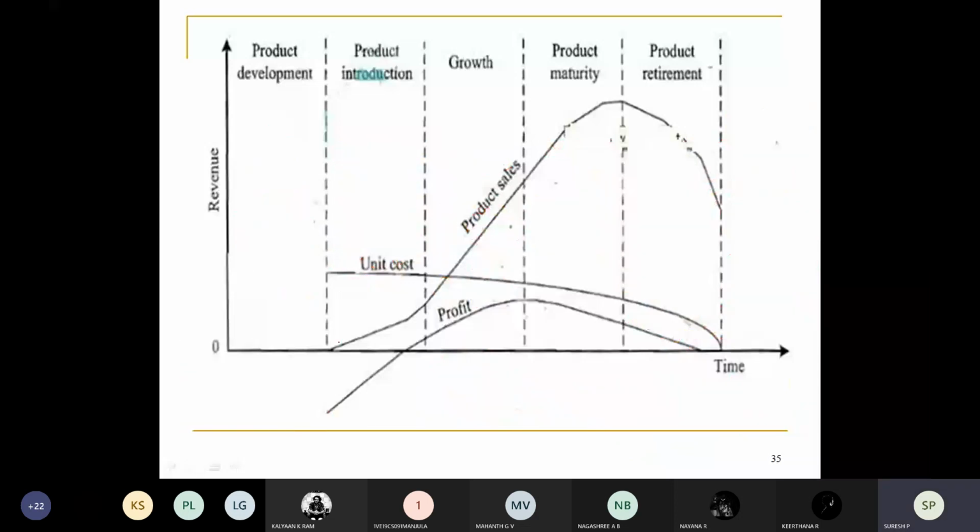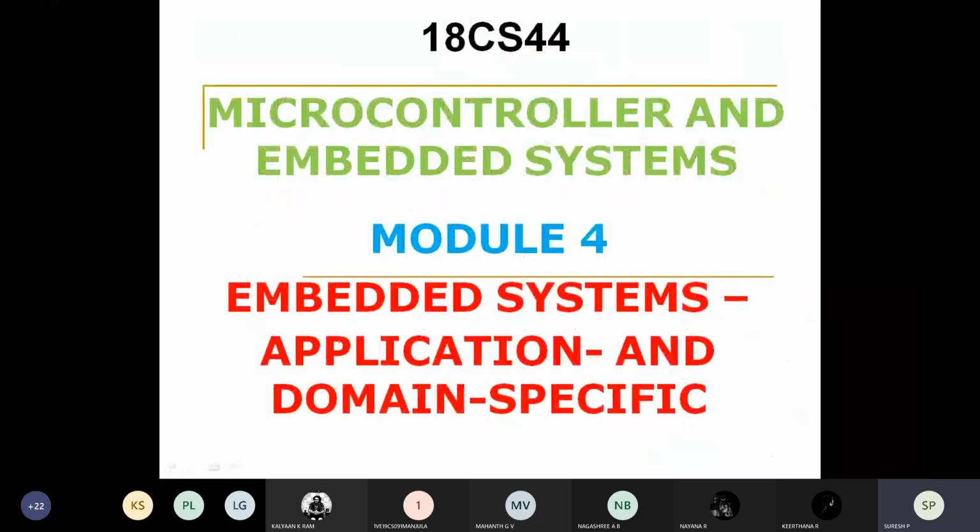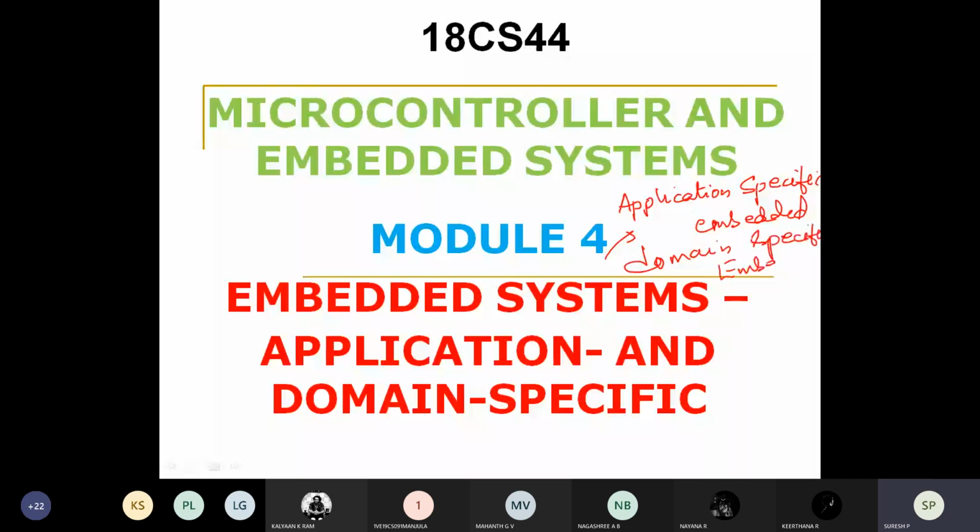Now that the product life cycle is done, next we are going to discuss the different types of embedded systems with respect to the application domain. First one is the application specific embedded system, or we are going with the domain specific. So when it comes to the application specific embedded system, what are the products which we are going to develop for any specific applications?